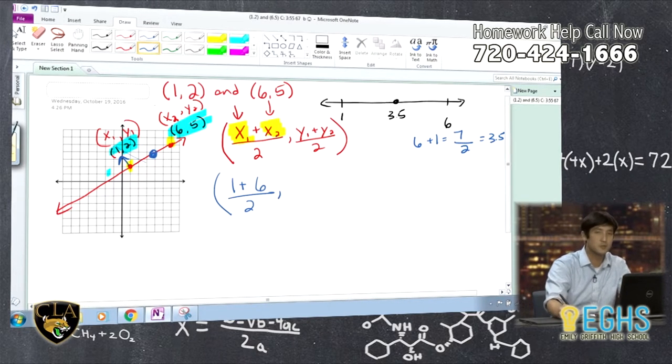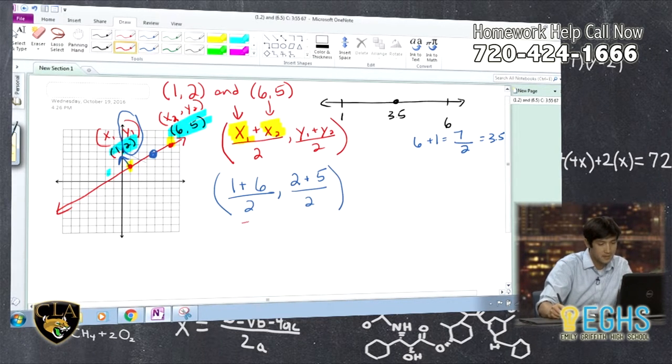Let's find the average between our y-coordinates. Well, y sub 1 is right here, which had a value of 2, plus y sub 2, which is 5. We're going to find the average of those coordinates and then simplify. So 1 plus 6 is 7, 7 divided by 2. And 2 plus 5 is 7 also, so 7 divided by 2.